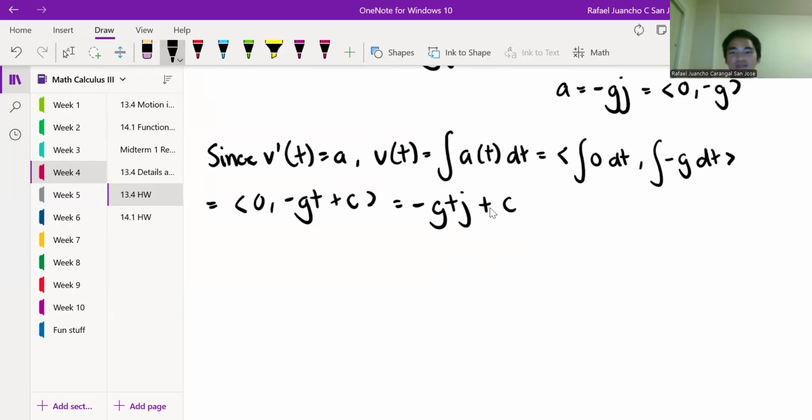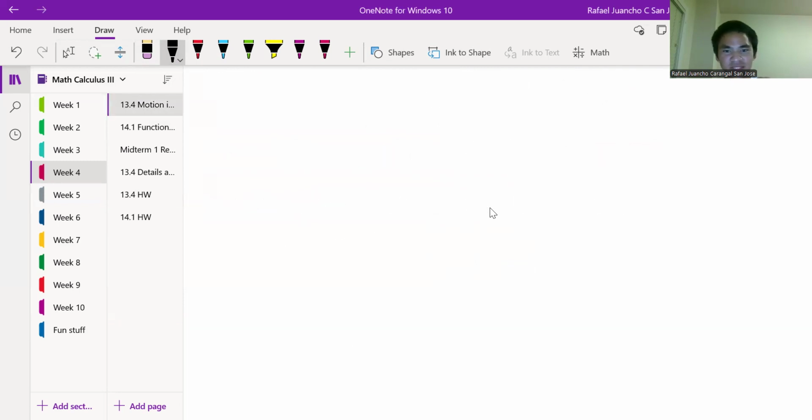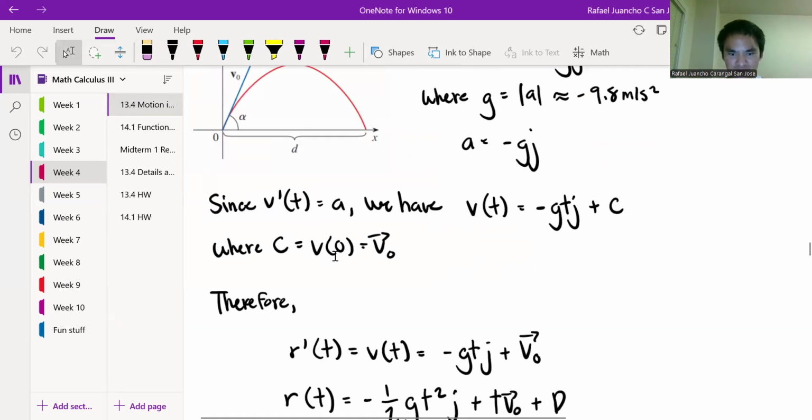And so this constant is, when our parameter is 0, we get v naught. And that's what it wants us to do, if I'm not mistaken. So it's just negative g t, and then we put the vector j here. So I hope we got that.